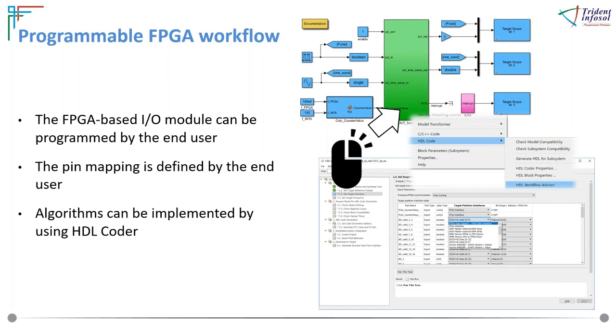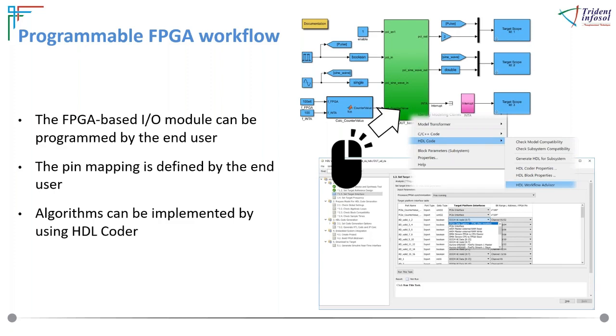So the second one is programmable FPGA. As I told you, this can be used when you want to achieve a very high sampling rate, and also you want to code your FPGA on your own. Again, coding in the sense you don't have to write anything here. Once you are done with the Simulink model, then you go with the HDL coder workflow.